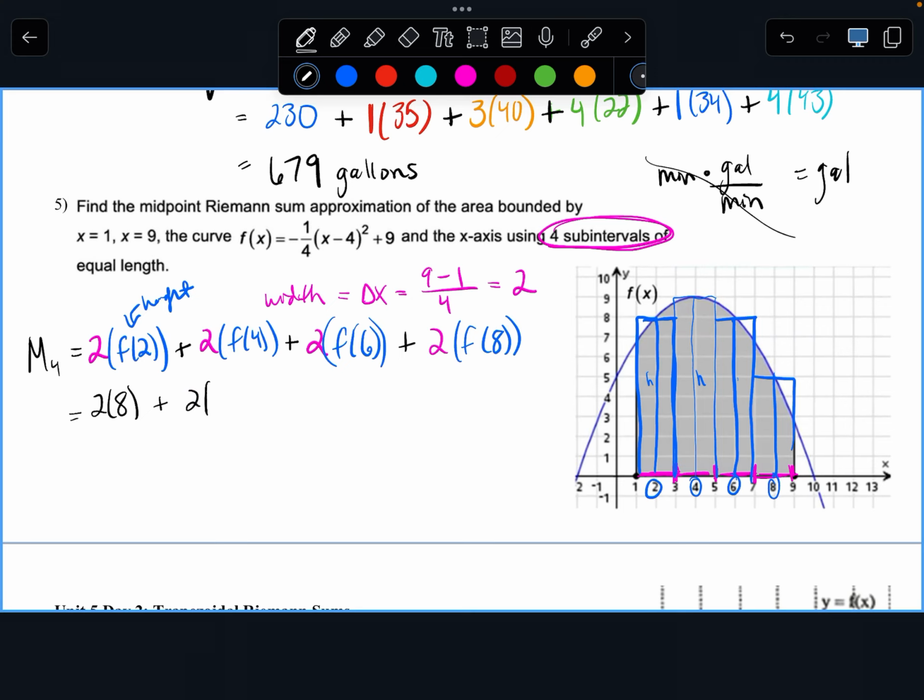So you can plug in the values. 4 is 9. This you can cheat because the graph's already there, which is the best. Plus 2 times f of 5. And then math, 60.